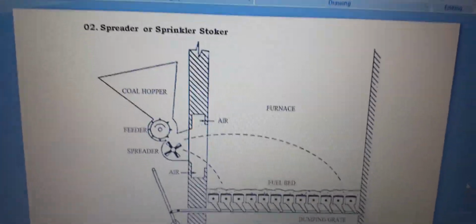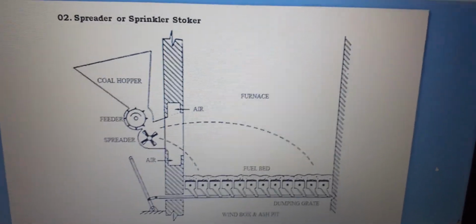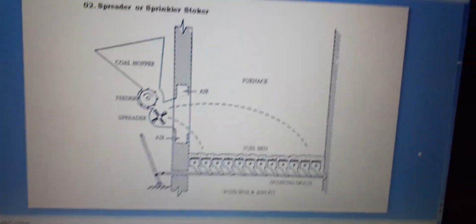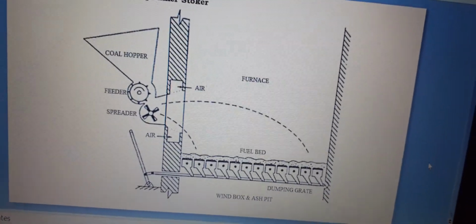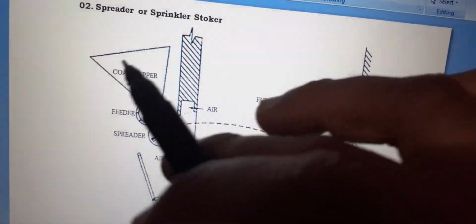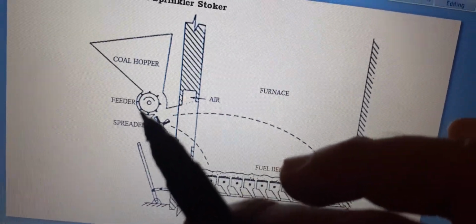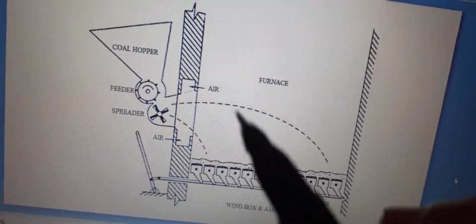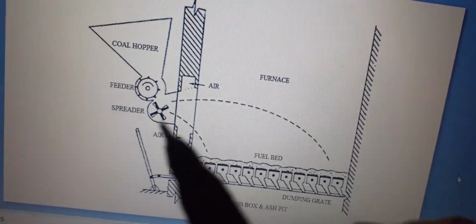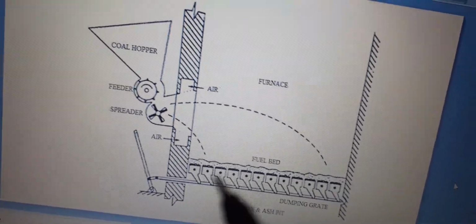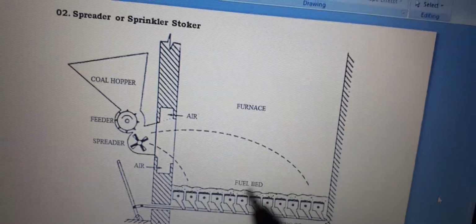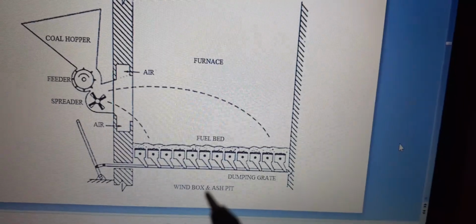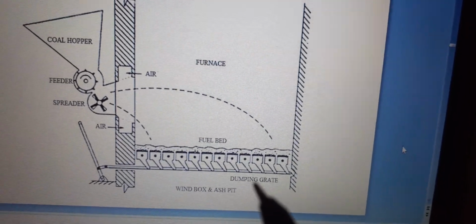Next will be the spreader or sprinkler stoker. In this you all can see the coal hopper. Coal is fed into this, and it goes into the feeder, and it spreads widely. The spreader spreads with the fan and air vents, and the fuel bed is here in the furnace. This is the process: wind box and ash pit dumping grate.